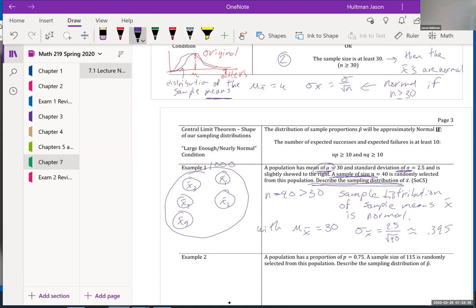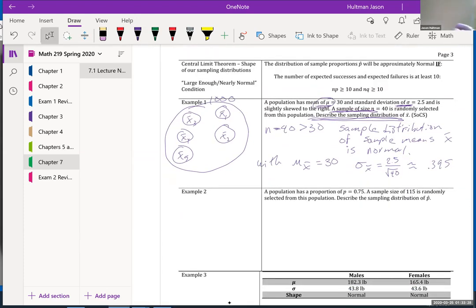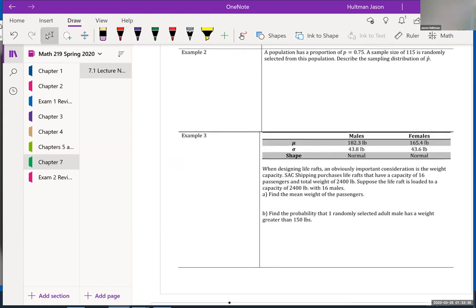Okay, let's try example 2. Okay, population has a proportion. Oh no, let's skip 2. Okay, let's go to 3. Let's do 3 with our sample means.